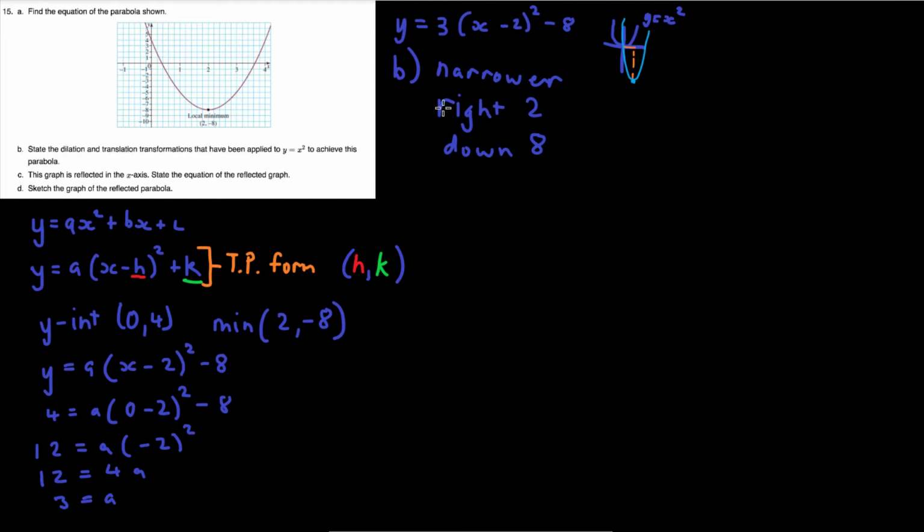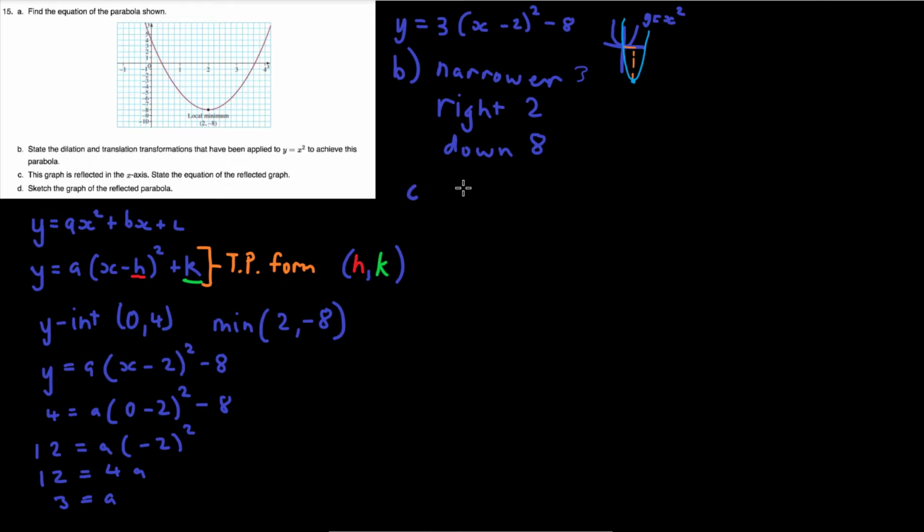So B, the dilations and translations that have been applied to y equals x squared to achieve this parabola: it's become narrower by 3. Oh, let's change our thickness back. We've got it translated to the right 2 in the positive x direction, and translated down 8. Now we've got question C.